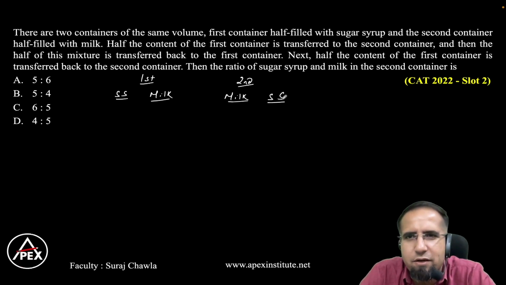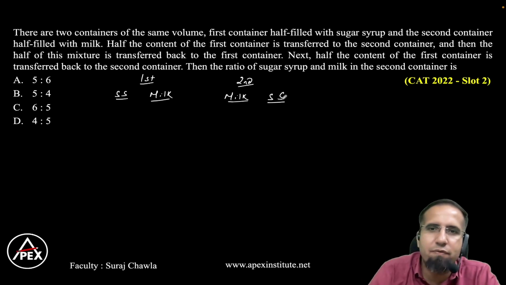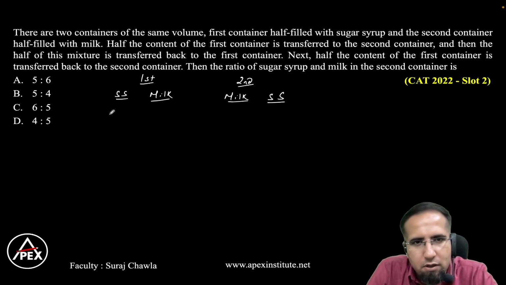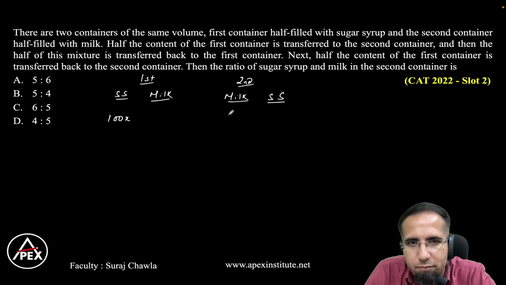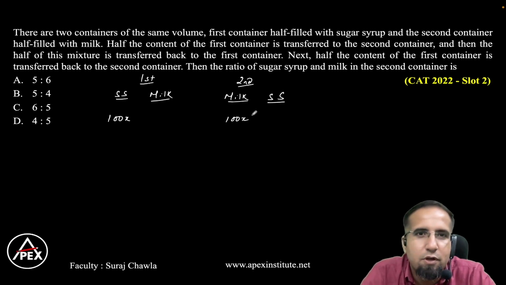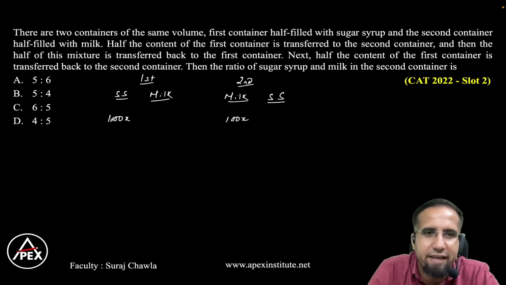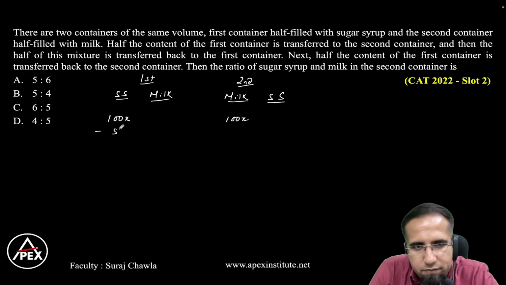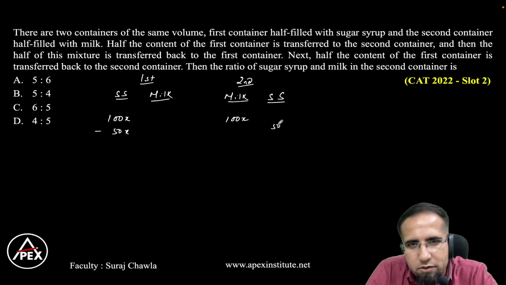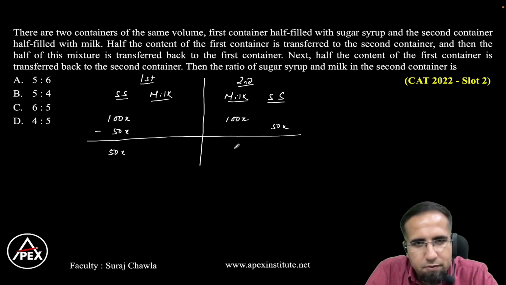So half filled, right? So let's take roughly 500 ml, or let's take 100x. Half filled is 100x, by sugar syrup, and the second one is half filled with milk. So again, this is going to be 100x. Now half of the content of the first is transferred to the second. So simple concept here. Minus 50x, plus 50x. So after the first experiment, we have 50x here, and we have 100x and 50x.